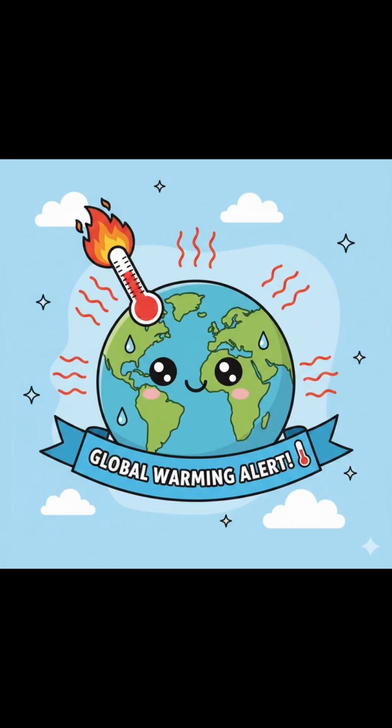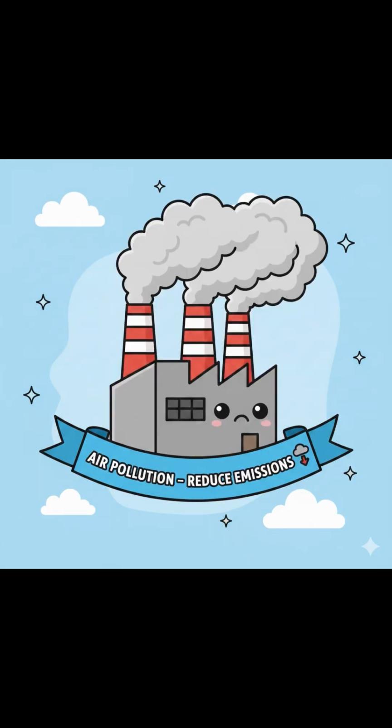Air pollution comes from smoke, dust, and harmful gases emitted by factories, vehicles, and burning fossil fuels. Polluted air causes respiratory problems, heart problems, and can affect children and elderly people more severely. Reducing emissions by using clean energy, switching to electric vehicles, and promoting public transport improves health and reduces environmental impact.